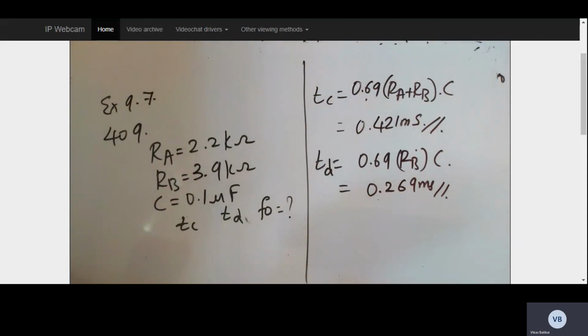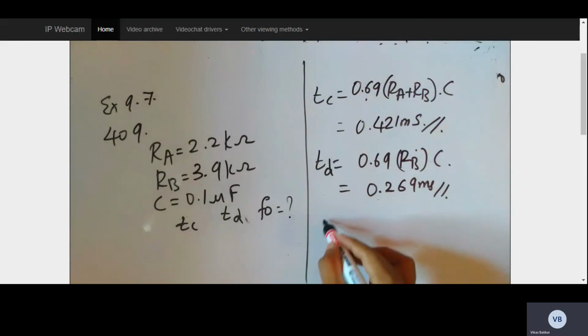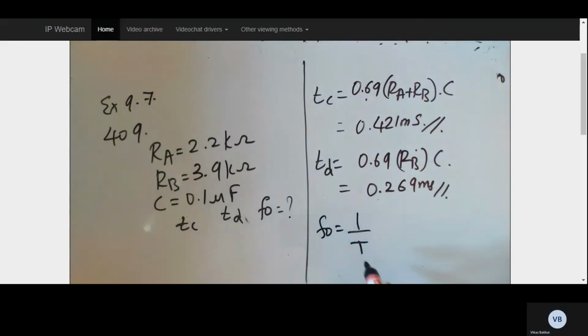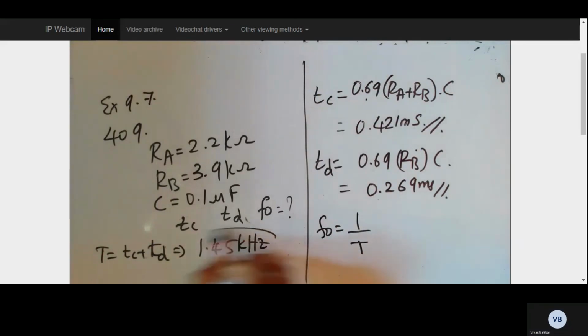So in order to find out F naught, which is nothing but 1 by T, I will be requiring T. So what is T then? T is TC plus TD. If I add TC and TD, that is 0.421 millisecond plus 0.269 millisecond, and if I do 1 upon that, that is going to fetch me a value of 1.45 kilohertz. This is my free running frequency of this astable multivibrator.